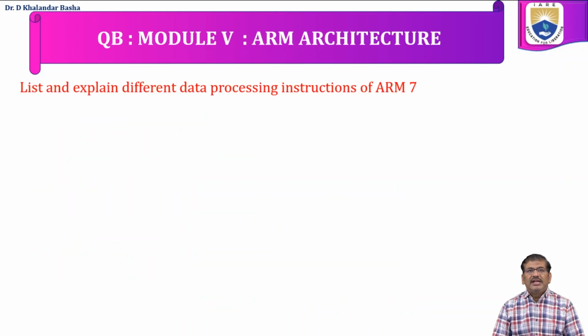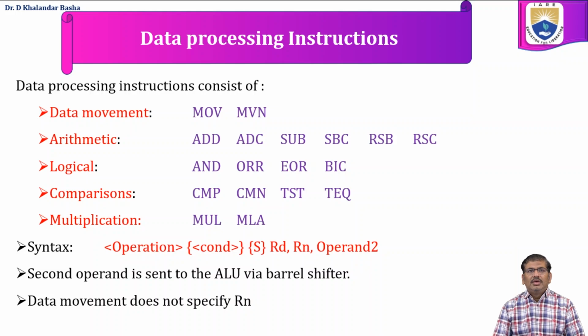The next question is: list and explain different data processing instructions of ARM7. So the data processing instructions are mainly for moving the data. Here we have 2 instructions for data transfer. One is MOV, another one is MVN.